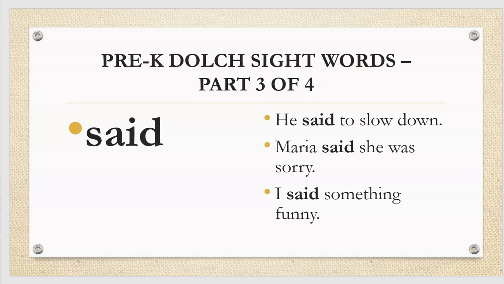After you study this lesson for 2 or 3 times at least, you will take the Pre-Kindergarten Dolch Sight Words Part 3 of 4 quiz, and I expect you to score at least 7 out of 10 correct, at least. So do your best, work hard, and good luck.